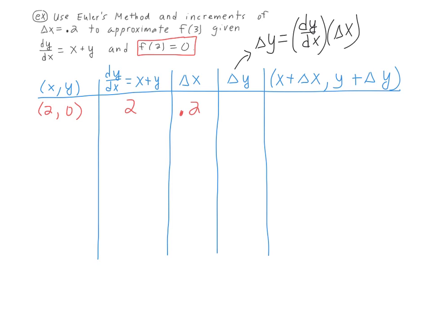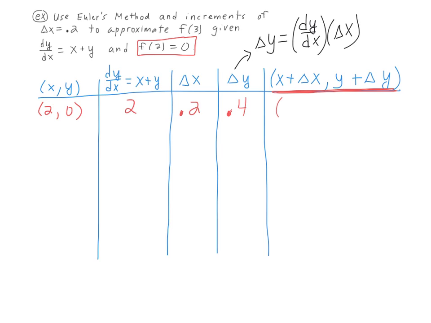So we're going to be multiplying the derivative value by the change in x value. If we apply that here, we're just multiplying the 2 by the 0.2, and we're going to get 0.4. Okay, so 0.4 is our change in y. So our new point, this is just where you add your change in x and your change in y to the original point.